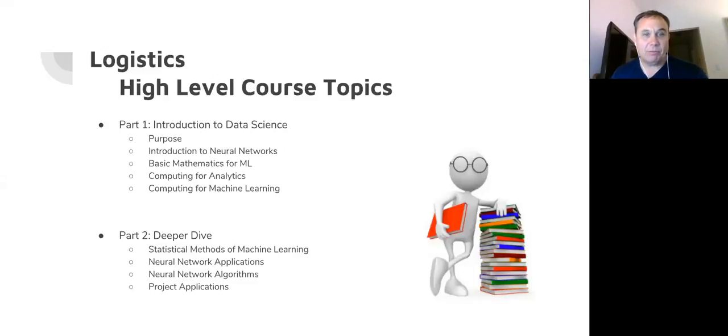Okay, then we are going to jump deeper into machine learning. Actually, that's basically what I just talked about, the statistical methods of machine learning. And then we'll look at neural network applications of machine learning, and then get into more varied neural network algorithms rather than basic algorithms, which is what we will discuss tonight when we get to neural networks.